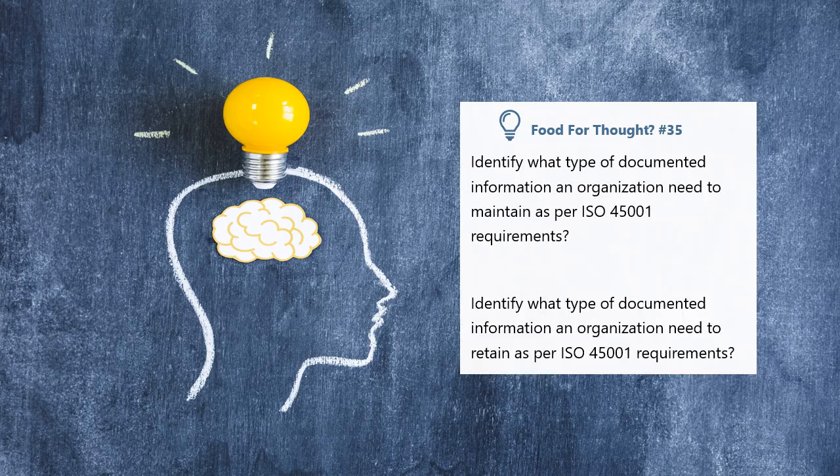Identify what type of documented information an organization needs to maintain as per ISO 45001 requirements. Also, identify what type of documented information an organization needs to retain as per ISO 45001 requirements. Pause this slide and make your search through Google or any other source and think of the answer. Write down your answer before I explain.